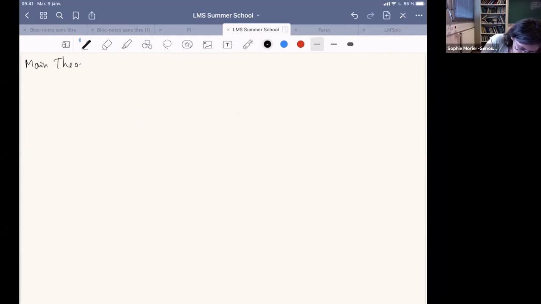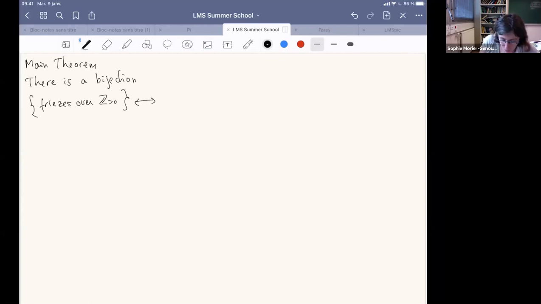The main theorem says the following. There is a bijection between the set of frieze patterns with positive integers, so let's say over Z positive, and the set of triangulations of polygons. At this stage, it just sounds like a magic thing, that there is no way one can associate the two objects. There is no reason why this works, but we will work on the proof.